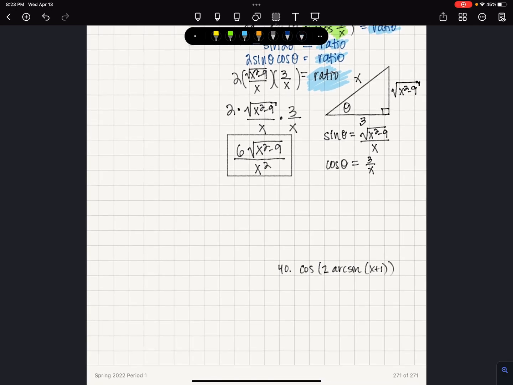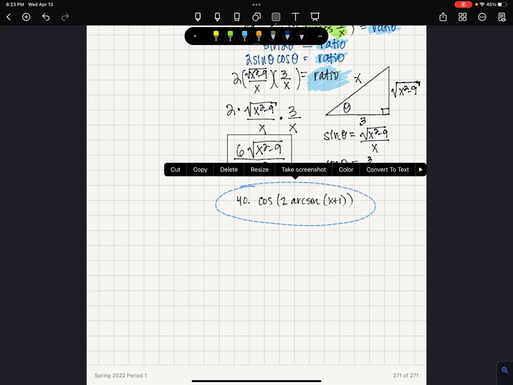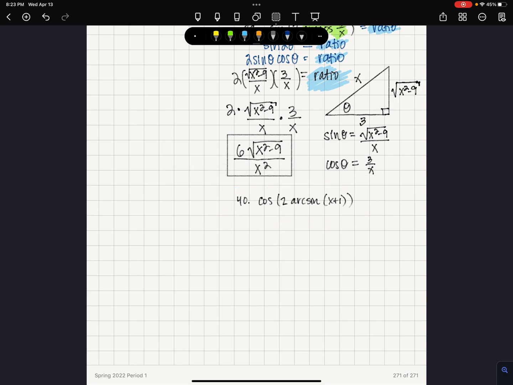So let's try another one here. Let's try cosine of 2 arcsine of x plus 1. Now remember, the arcsine of a ratio is equal to an angle. So this is saying find the cosine of 2 theta. Well, I'm going to make myself a triangle with theta. So if this is equal to theta, then x plus 1 must be the ratio related to theta.